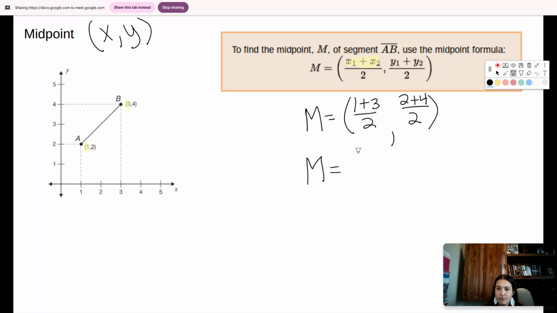So 1 plus 3 is 4. 4 divided by 2 is 2. 2 plus 4 is 6. 6 divided by 2 is 3. The midpoint of segment AB is (2, 3). So here's the origin, (0, 0). I'm going to go over 2, up 3. Looky there. That does appear to be directly in the middle of the segment. So I know that on either side, those lengths are the same. I hope that helps.